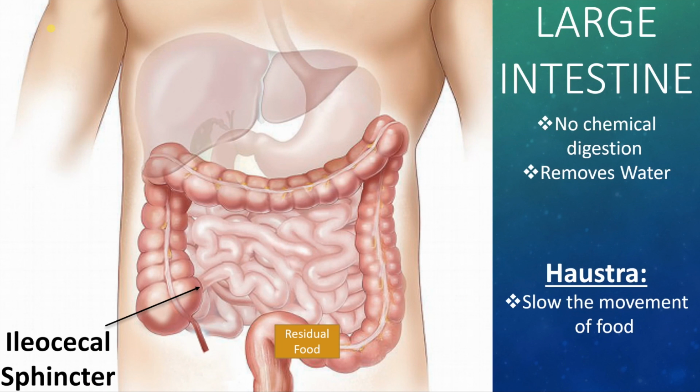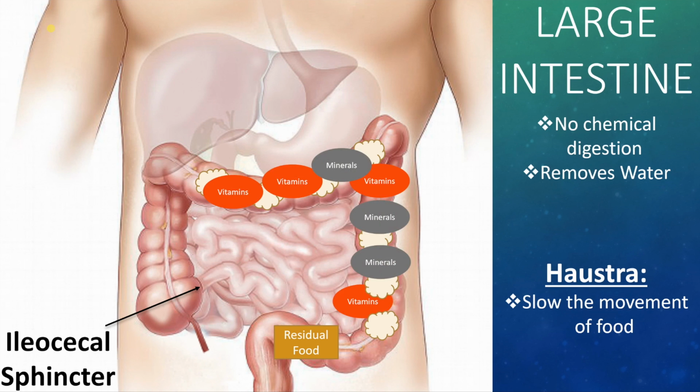Also within the large intestine is a large amount of bacteria that feed on the remains, producing vitamins and minerals that our own bodies can't produce. After the water is removed, the leftover waste, now called feces, continues moving through the large intestine, where it eventually is stored in the rectum.